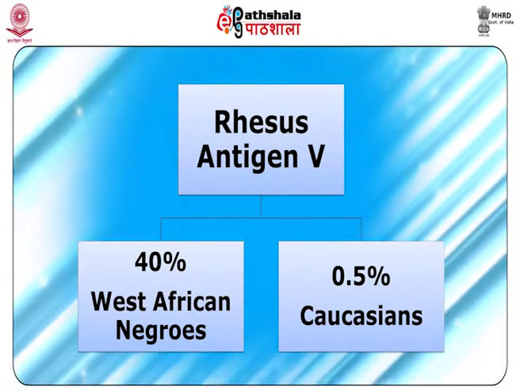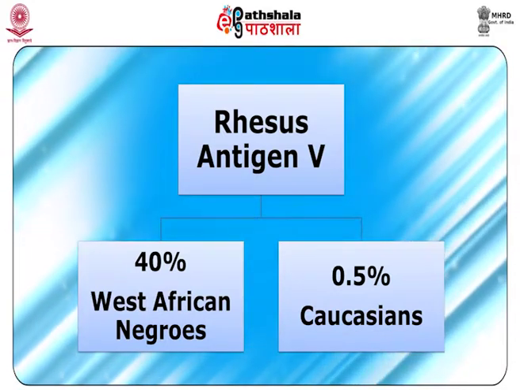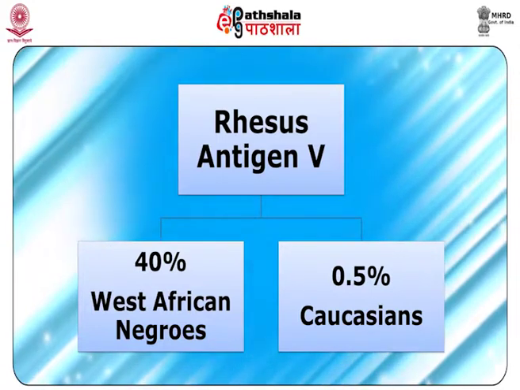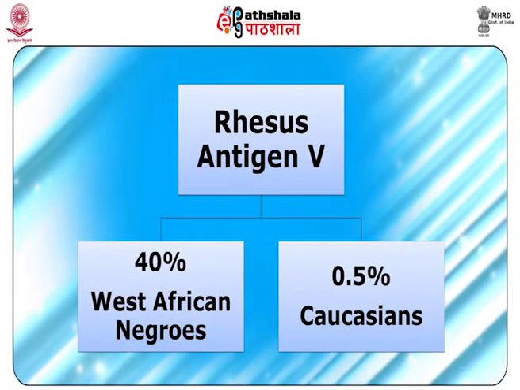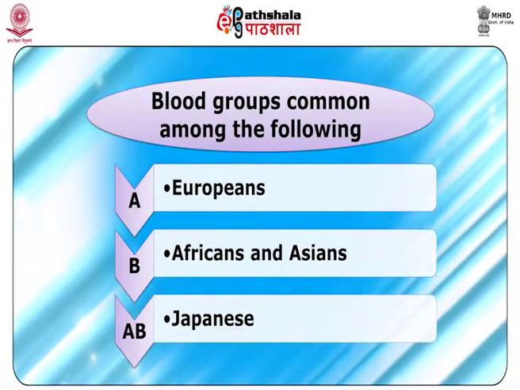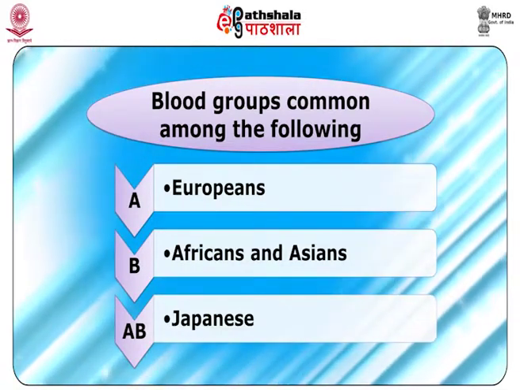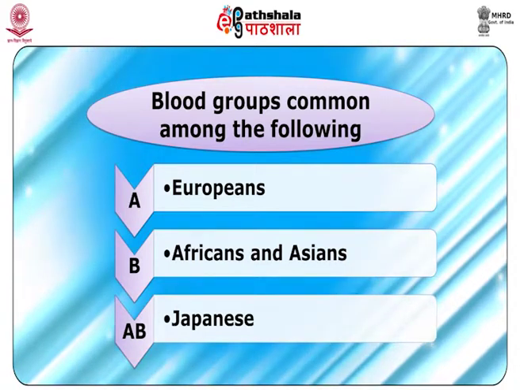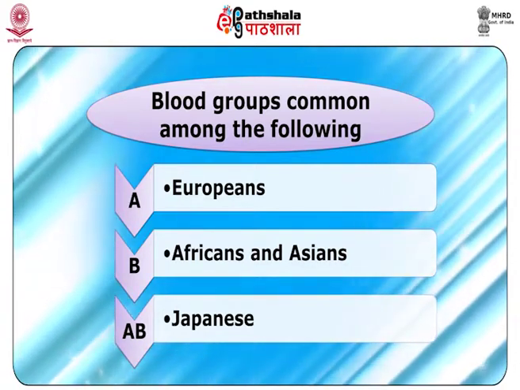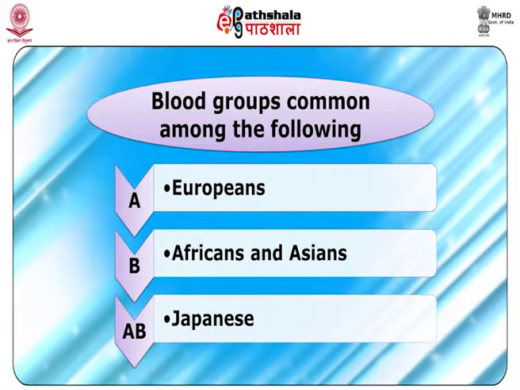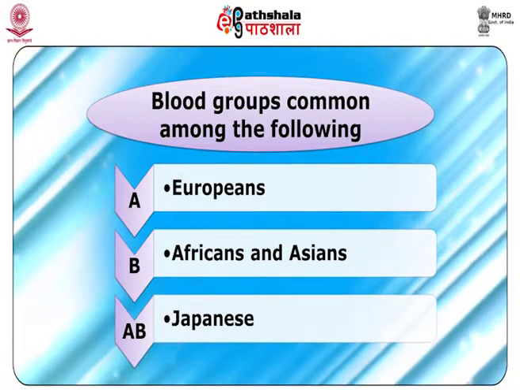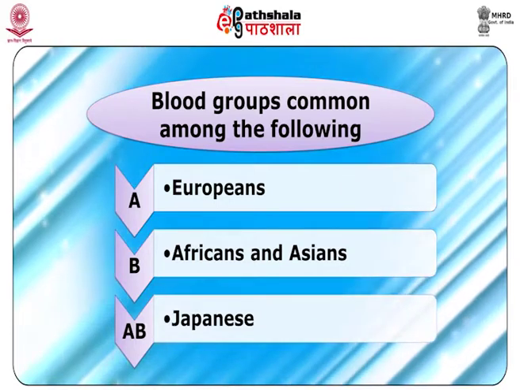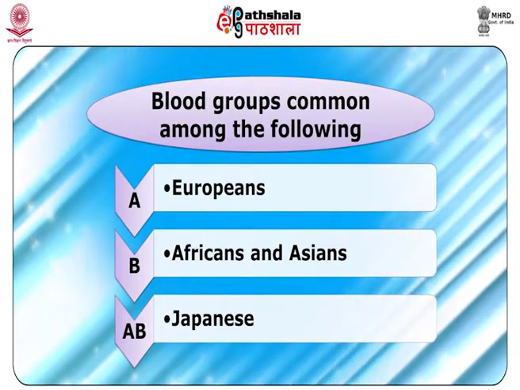Further, for example, Rhesus antigen V is present in around 40% of West African Negroes, but only 0.5% of Caucasians. The blood type itself may at least suggest the most likely race of the suspect or victim. Type A blood is most common among Europeans, while type B is found commonly among Africans and Asians. Similarly, type AB is most common amongst those of Japanese origin, and the O type is frequently seen within the Latin American and Native American groups.